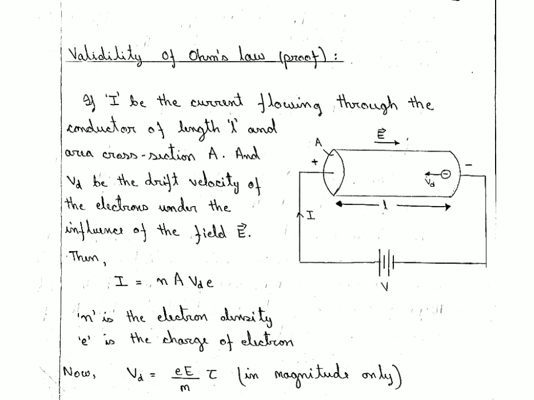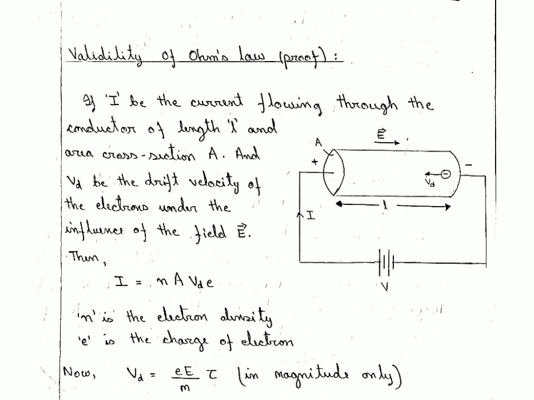So now we will prove Ohm's law. And Ohm's law can be proven by using the concept of drift velocity and the relation between current and drift velocity, and that we have done in the earlier topics. So here in this diagram we have a conductor of length L and area of cross section A, and this conductor is connected to a battery of potential difference V.